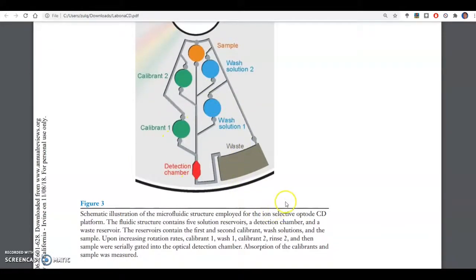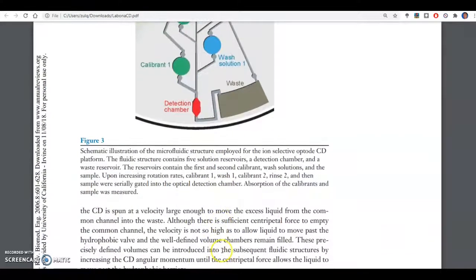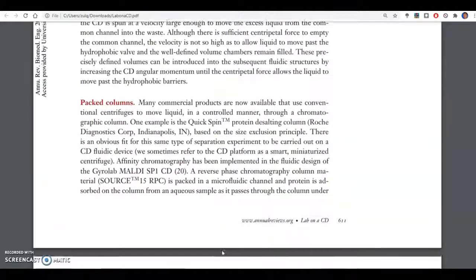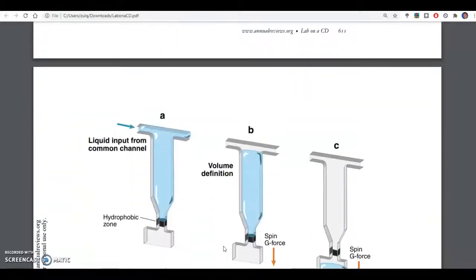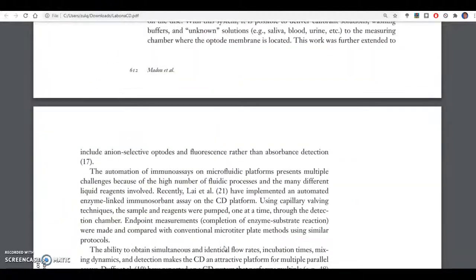Okay, so this is another design, a simple design to show that by putting a sample here, you can mix it with other reagents, and then in the end you detect whether something is there or not here in the detection chamber. So you can have all of these other techniques as well.